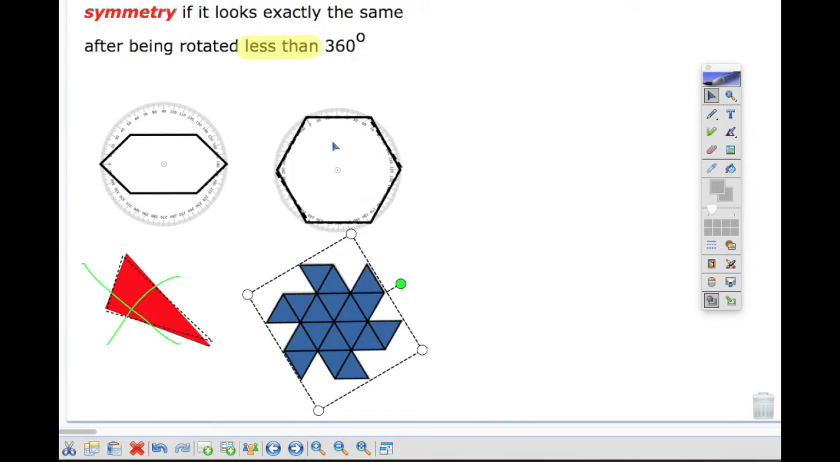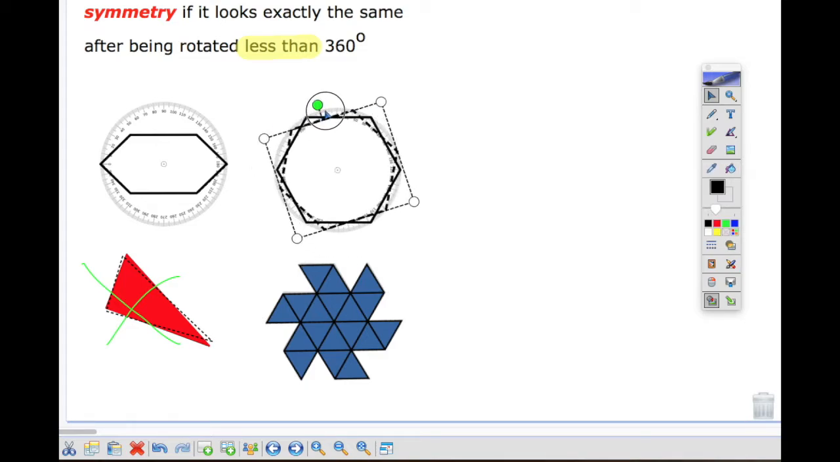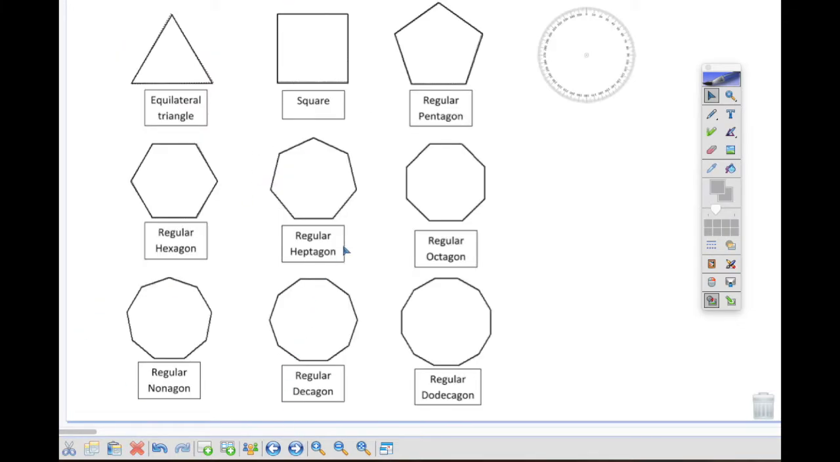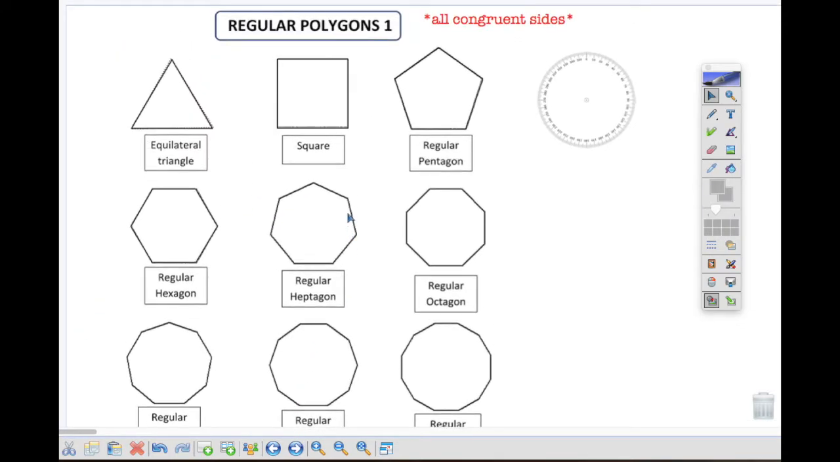Now we looked at the regular hexagon. Do you remember how many times you could turn it to have rotational symmetry? You could turn it 6 times and it would have rotational symmetry. Let's see if that is going to be the case with our regular polygons. Now you'll have to bear with me because it won't let me rotate around the center on this page. I don't know why. So you'll just have to use your imagination.